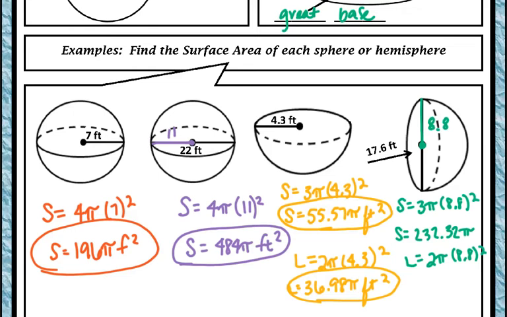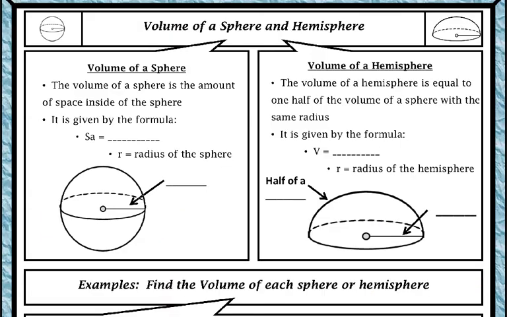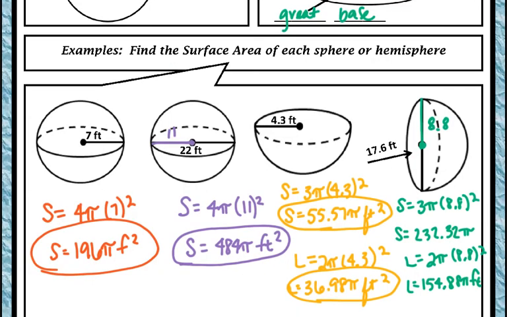And let's see here. That is 154.88 pi feet squared. Oops, getting carried away with that arrow again. Okay, so surface area, lateral area.